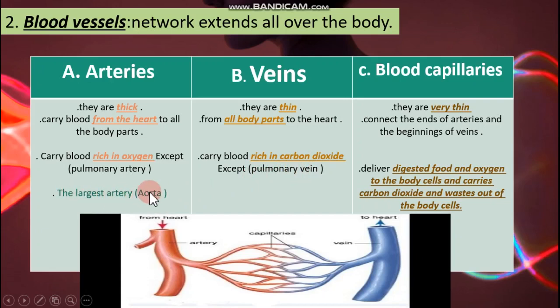Aorta. The blood capillaries are very thin and connect the ends of arteries and the beginning of veins. They deliver the digested food and oxygen to all the body cells and carry carbon dioxide and wastes out of the body cells. Here we have an artery, and this is a vein, and between them there are the blood capillaries.